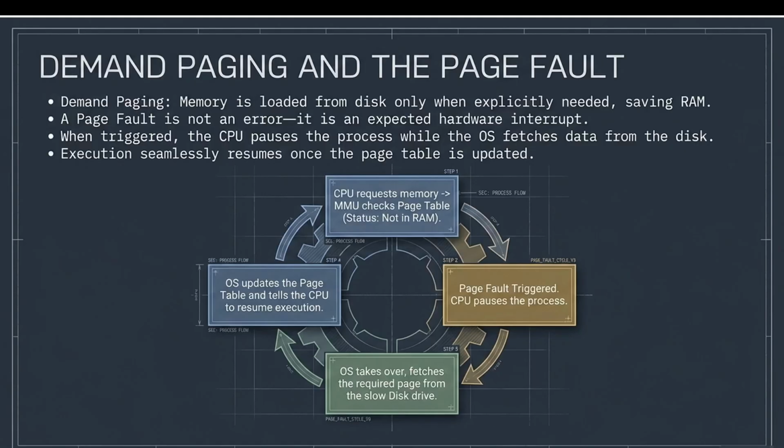Demand paging and the page fault. Demand paging: memory is loaded from disk only when explicitly needed. It means that only the data which is requested will be loaded into the RAM from the disk. By the way, RAM full form is random access memory, if anyone doesn't know. And the disk space is called a read-only memory.